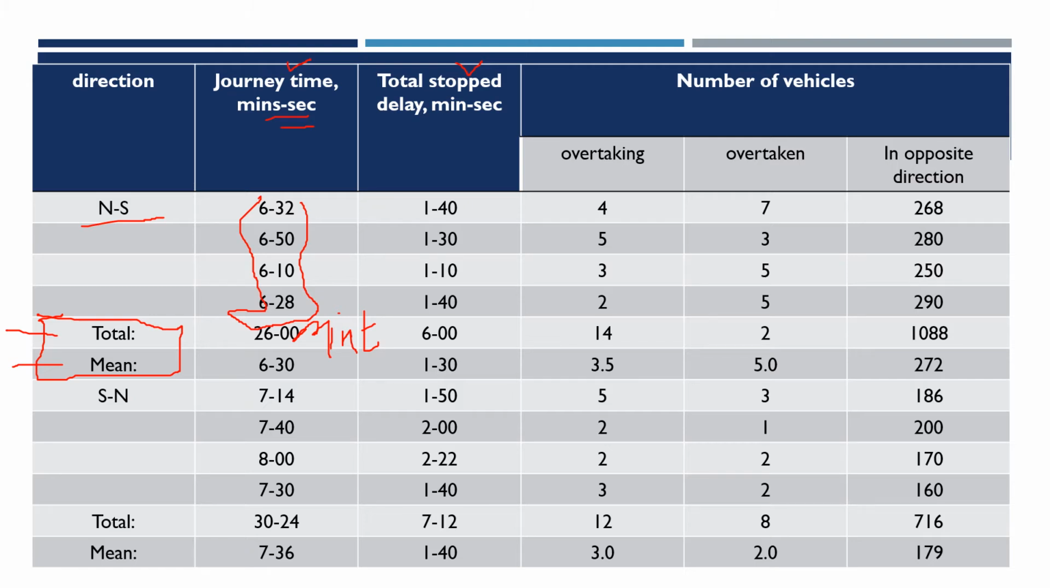26 divided by 4, you may be getting it as 6.5. So you can consider it as 6.5 minutes, but the answer here is expressed as 6 minutes. Instead of 0.5 minute, it has been written in terms of seconds, that corresponds to 30 seconds. So 6 minutes 30 seconds.